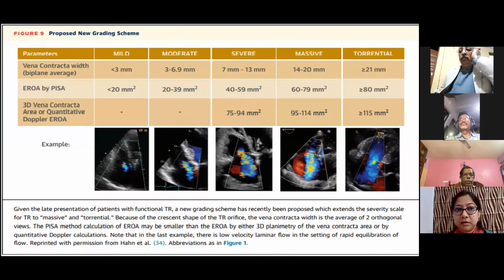Now recently, though, it has been changed. After severe they put massive and torrential, because these cases were coming more. So torrential was more than or equal to 21 millimeter of vena contracta. By 3D vena contracta area quantitative Doppler, it was more than or equal to 115 millimeter square, while EROA by PISA was more than or equal to 80 millimeter square. Massive and torrential were named accordingly.